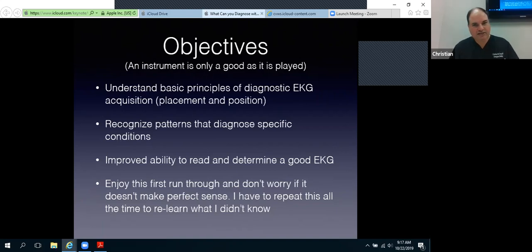So we'll look at recognizing patterns that diagnose specific conditions. Hopefully you have an improved ability to read and determine a good EKG following this. And to also just enjoy this run through, don't worry if it doesn't all make perfect sense. I have to repeat this learning myself over and over again just to try to keep current with it and stay confident. So just like any instrument, it takes a lot of practice.